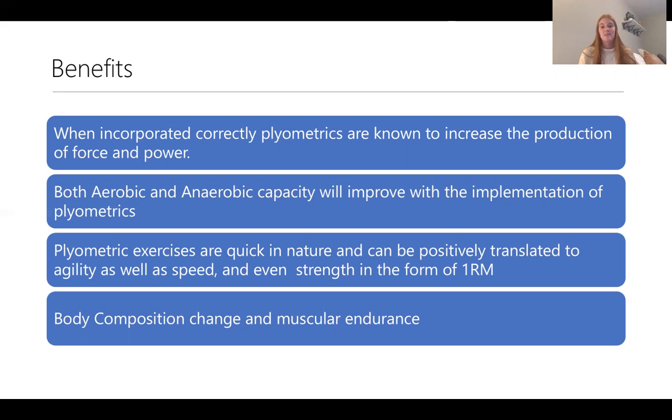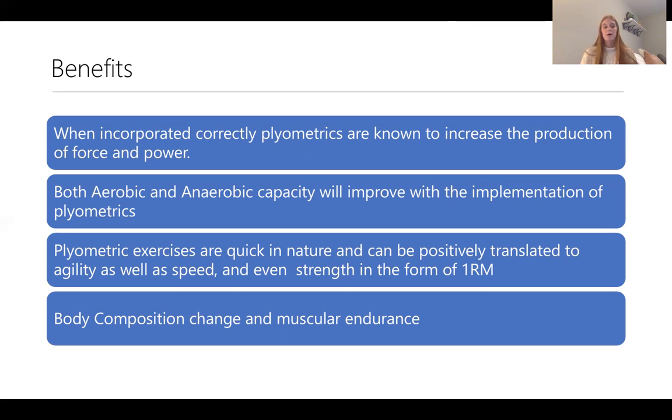Plyometrics exercises, as I stated earlier, are very quick in nature. So this has a very positive correlation to translate into an athlete's agility and speed on the field or on the court, whether that is dodging opponents or running up and down a court. And even the Journal of Science and Medicine in Sport did a study on male soccer players, and they found that there was a positive correlation in strength in the form of a one rep max after implementing plyometric exercises.